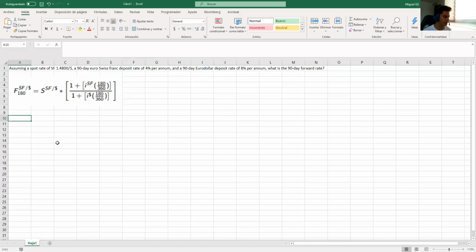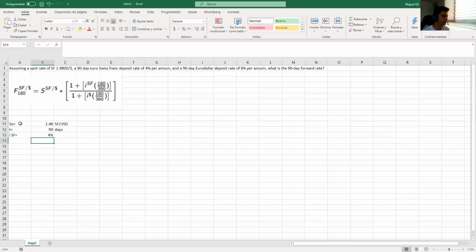So I can start writing that in here. I already know the spot of today, that is 1.48, and this is Swiss francs over dollar. Then I also know the time. The time will be 90 days. So I just need to be careful because when I copied this from the presentation, I had 180, but this 180 doesn't mean that it will always be 180. This means time, right? And then what else do I know? So far, I also know that the interest rate for Switzerland, for the Swiss francs, is 4%.